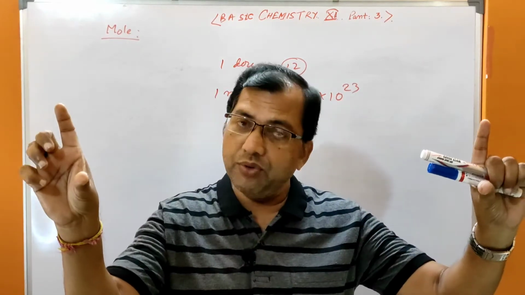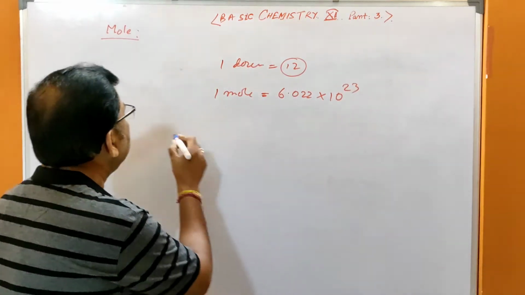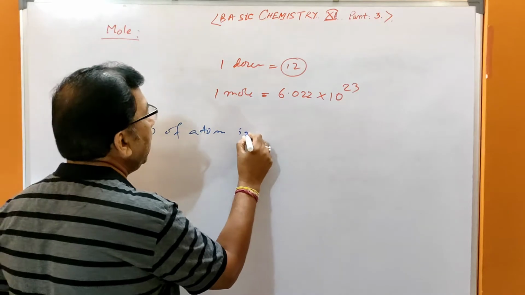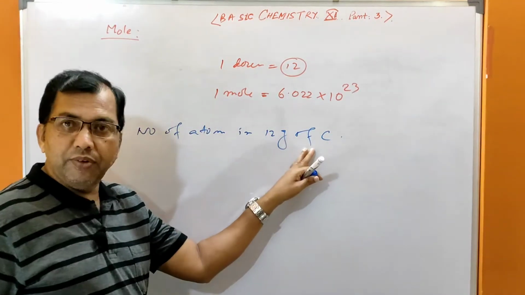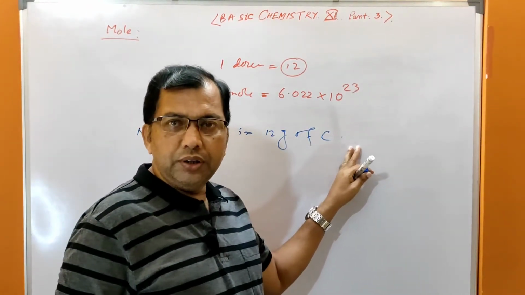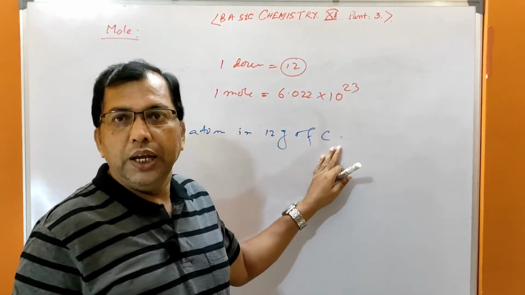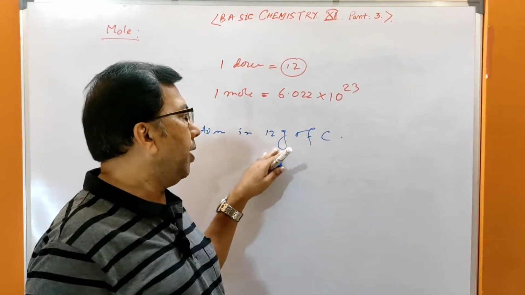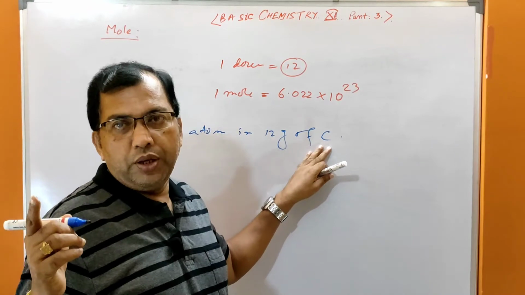What is the definition I have told earlier? The number of atoms in 12 gram of carbon. You have to calculate the number of atoms in 12 gram of carbon 12. This is the carbon 12 isotope.